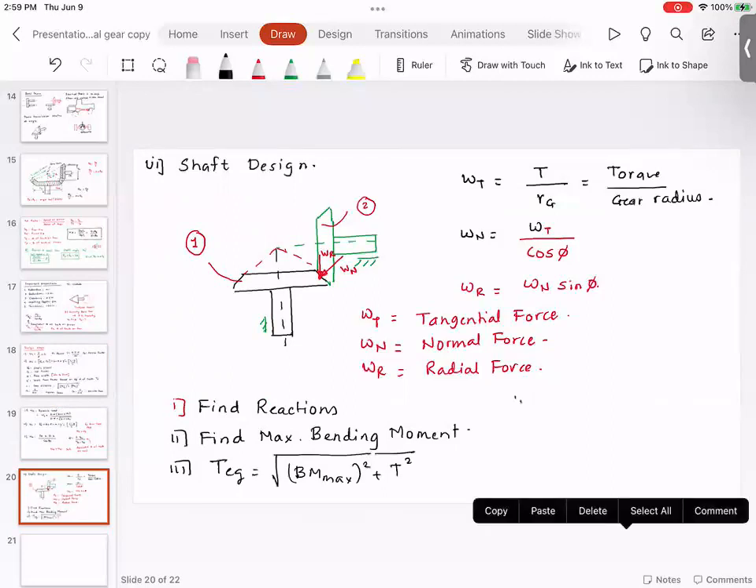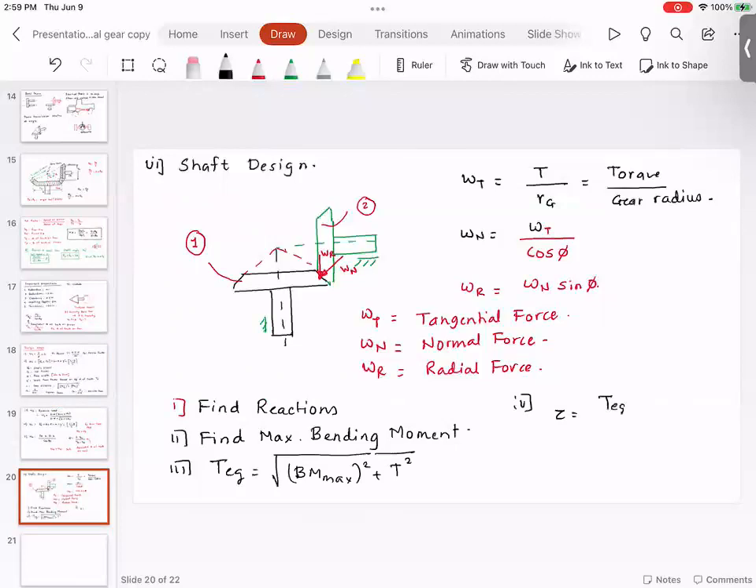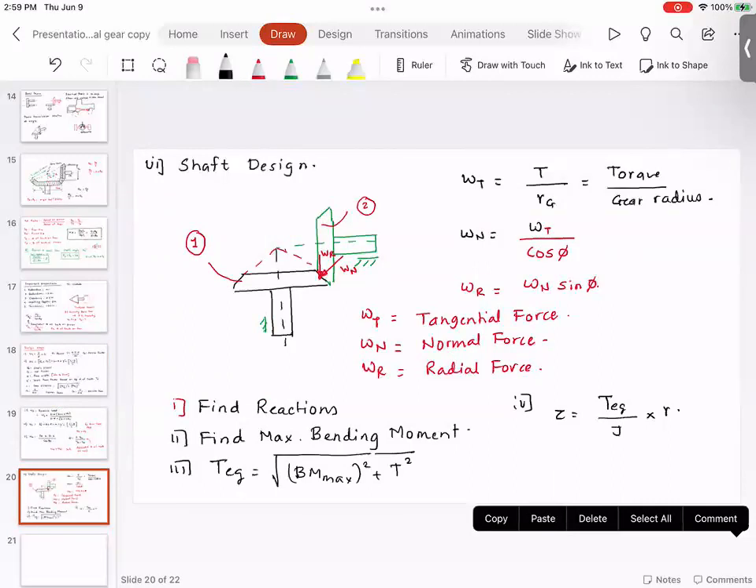And the last but not least, equate the equation tau = G theta / L ... G multiplied by R. And then that will give you the diameter of the shaft.